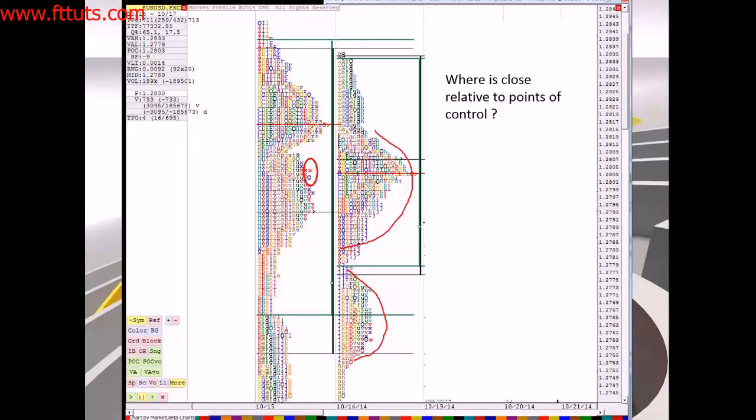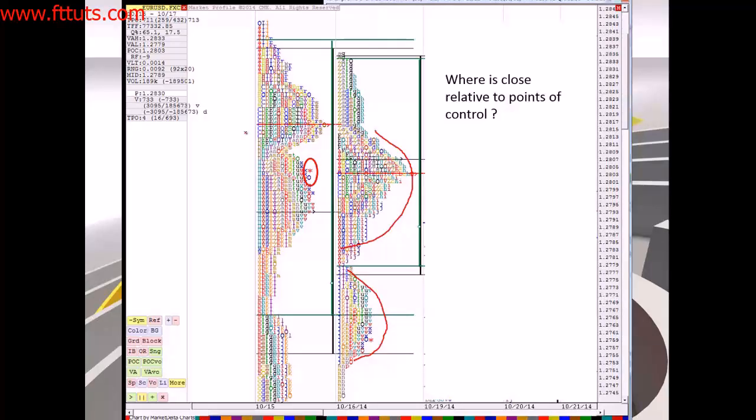Also, the question that we always like to ask in doing our analysis of the structure is where is the close relative to the points of control? In this case, it's above the volume point of control and below the activity volume of control. So it was right in between the two. When you see that one is quite a ways from the other, there's an imbalance here. Usually if the two of them are aligned, there is more balance in the market. But in this case, we're right in the middle.